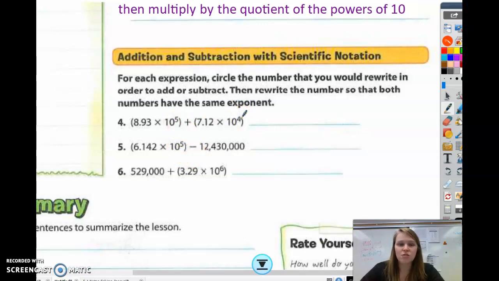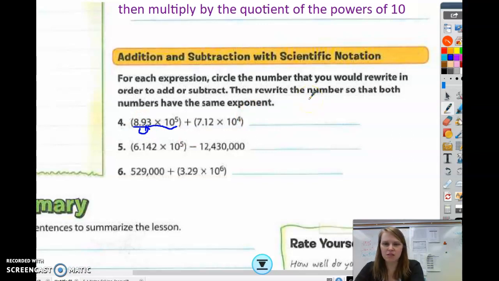So, should we get this number in a form that says times 10 to the 4th, or this one that says times 10 to the 5th? We could do either one, it doesn't really matter, but let's try this one. So we're going to get this to say times 10 to the 4th, okay? So if we're going to do times 10 to the 4th, what do we need to do here? We're going to take 8.93. I'm going to move this over one spot. So we're going to move that decimal.